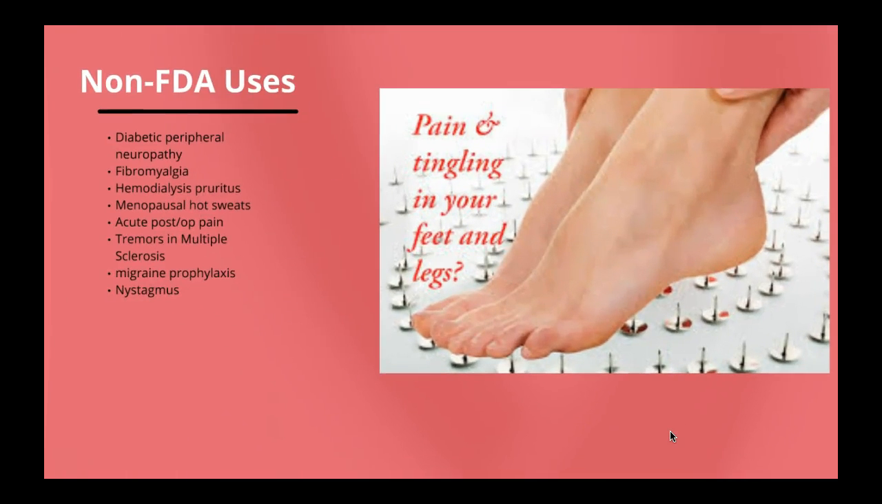The non-FDA uses, that's the same thing as the off-label uses, include the treatment of diabetic peripheral neuropathy. It is used for the treatment of fibromyalgia, for pruritus associated with hemodialysis. It's also used by menopausal patients for treatment of hot sweats. It's used for acute post-operative pain, for tremors in multiple sclerosis, for migraine headache prophylaxis, and it's also used for treatment of nystagmus.